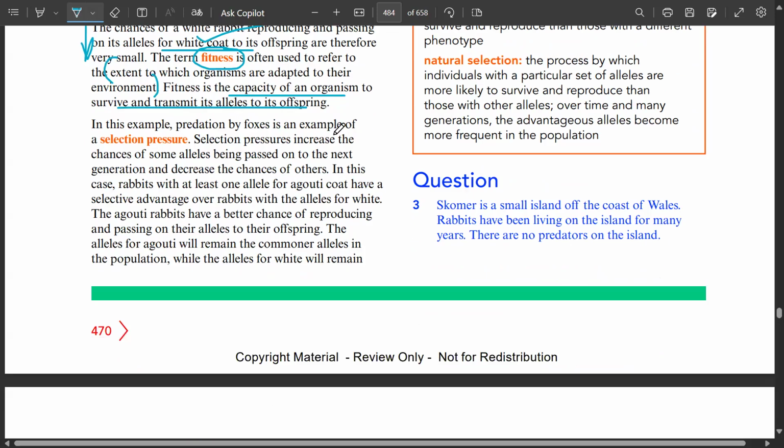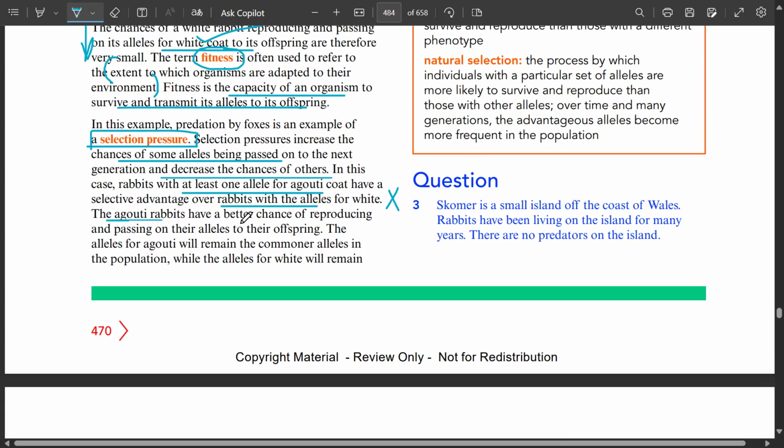In this example, predation by foxes is an example of selection pressure. क्यों? Selection pressure ये है कि आपके पास predators भी थे, ठीक है, और आपके ऊपर एक pressure था कि आप select नहीं हो सकते. Increase the chances of some alleles being passed on to the next generation and decrease the chances of the others. In this case, rabbits with at least one allele for agouti coat would have a selective advantage over rabbits with the allele for white. वो उनके पास बिल्कुल chance नहीं होगा जो white वाले हैं.